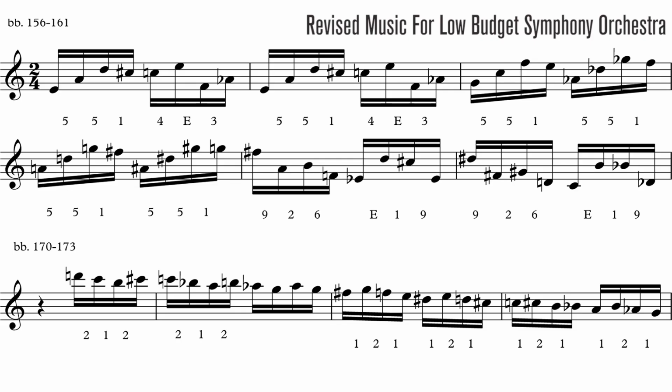In revised music for low-budget symphony orchestra, small groups of interval sequences alternate in bars 156 to 161, starting with pitch intervals 5-5-1 and 4-11-3, progressing to 9-2-6 and 11-1-9. Then in the last few bars of the piece, we see iterations of interval sequences 2-1-2 and 1-2-1.